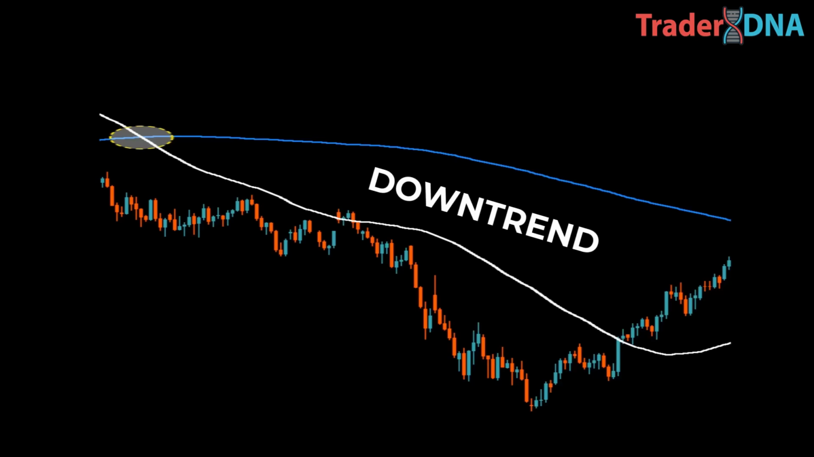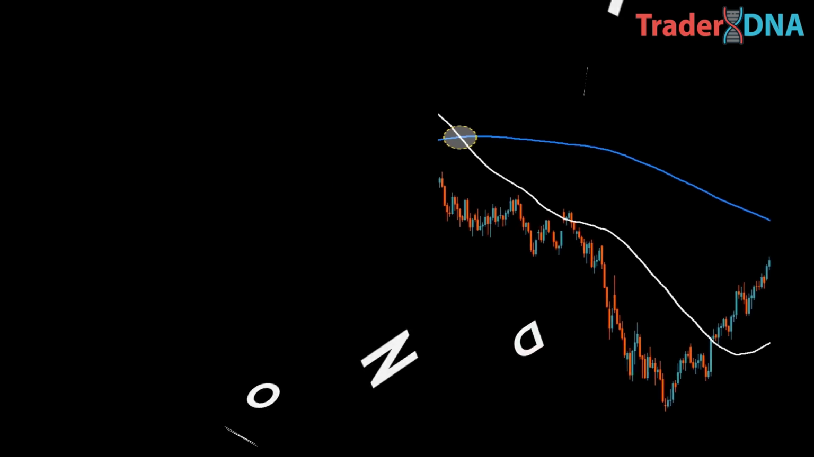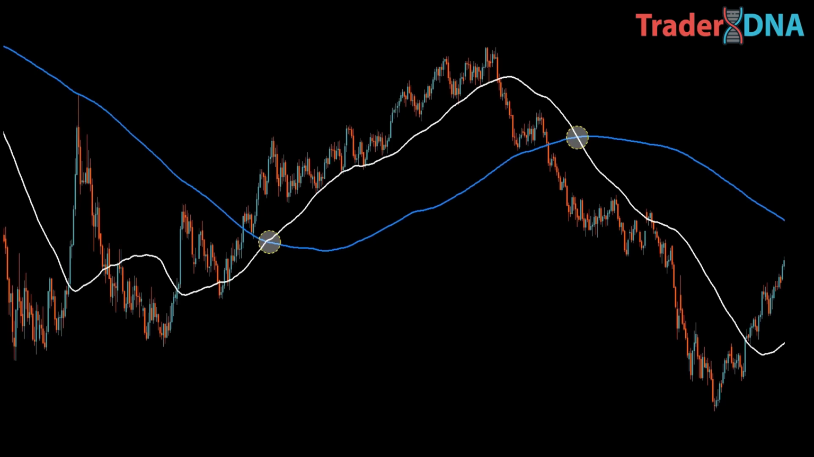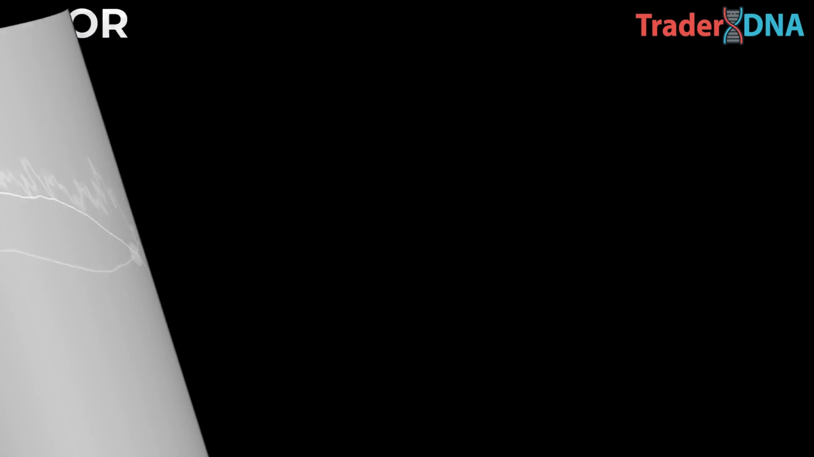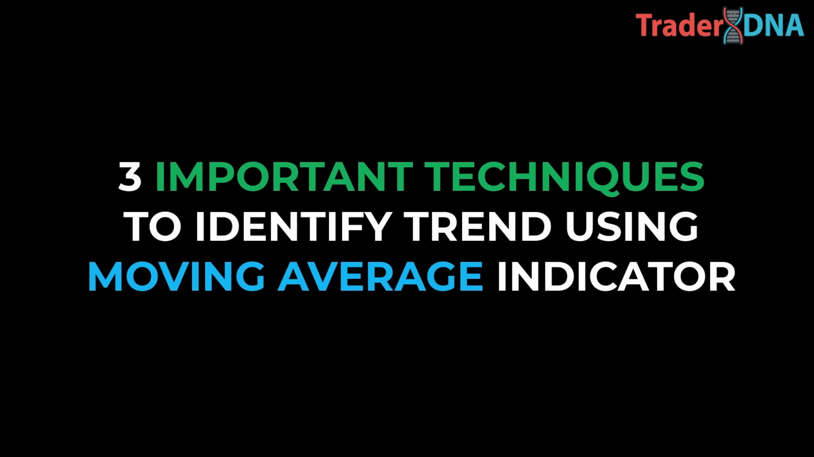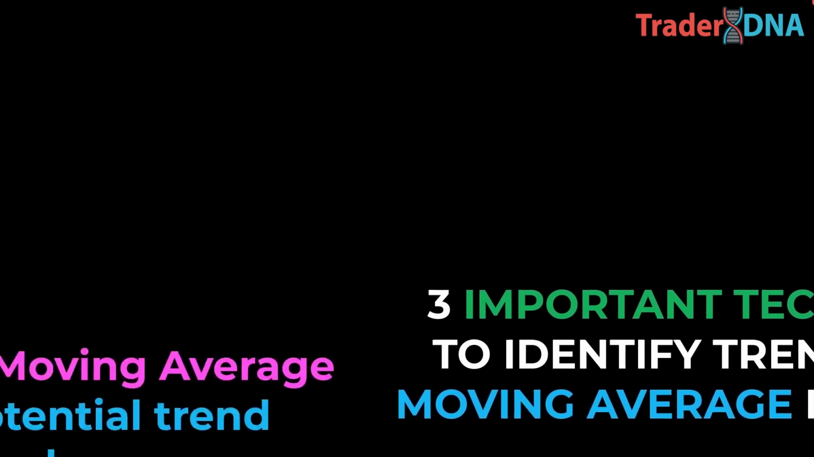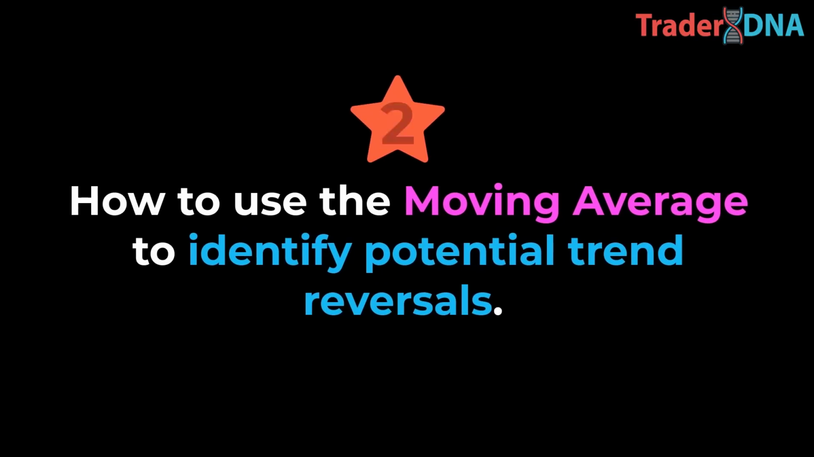This method helps keep our trades in line with the prevailing market direction, allowing us to make more informed and effective decisions. So, these were the 3 techniques that you can use to identify the trend using the moving average indicator. Now let's move on to learning how to use the moving average to identify potential trend reversals.